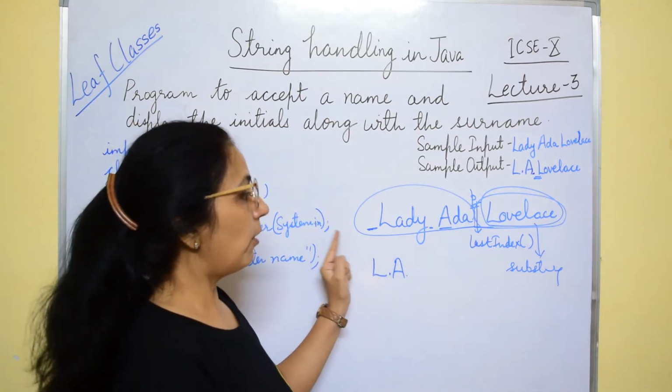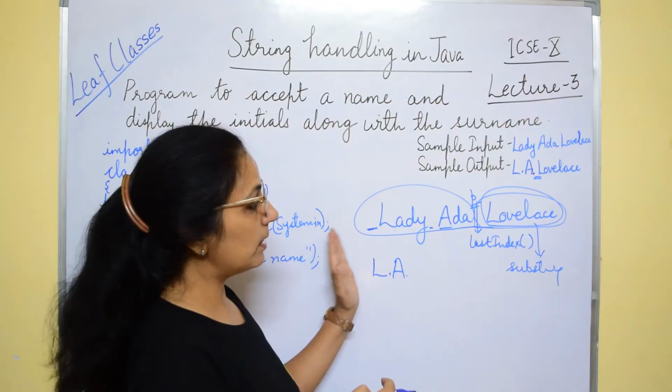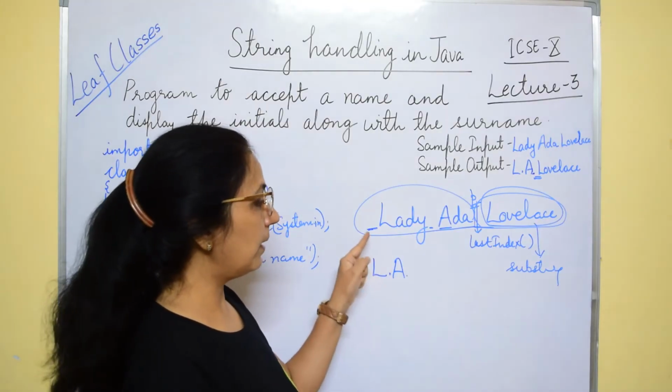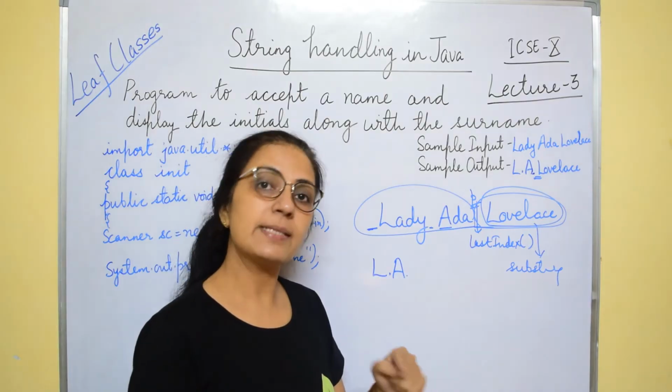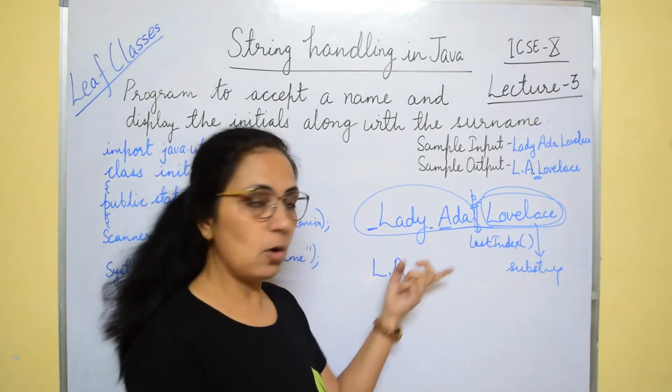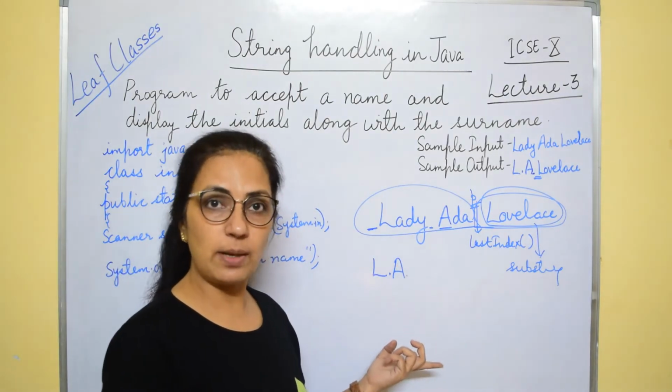So for all the remaining previous words, one by one character, how will you extract? You will find the space, the next character after the space, and add a dot symbol. I hope the logic is clear. Now let's do the program.